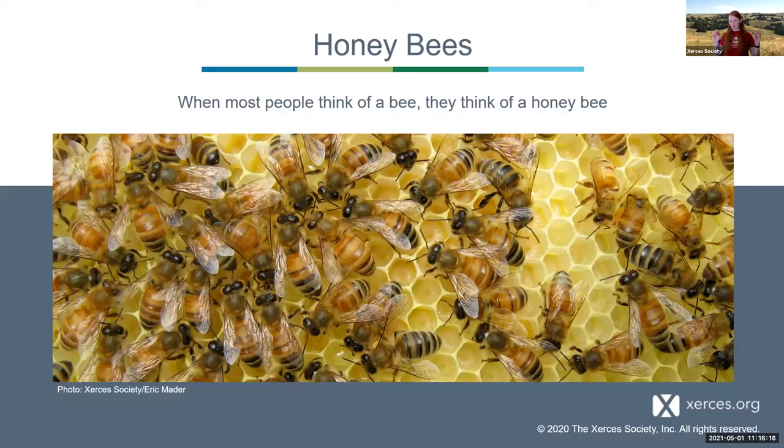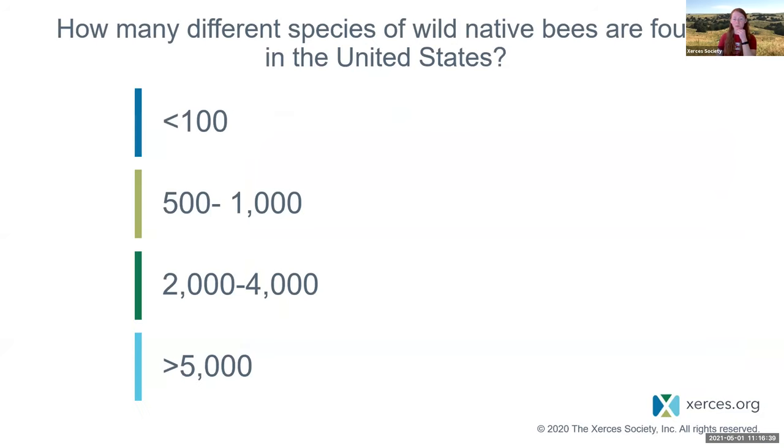But when a lot of us think of bees, most of us are thinking of honeybees, right? Because they are an object of familiarity. We've all heard about the declines happening with them. They're very important to our agricultural system, but they're not the bees that you're gonna find out in the natural areas. And so just out of curiosity, we're gonna launch a poll here to see how many different species of wild bees you think there are in the United States. So just take a second there and answer the question of how many different types of bees you think there are in the United States.